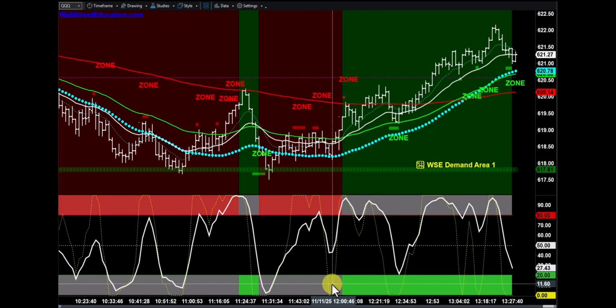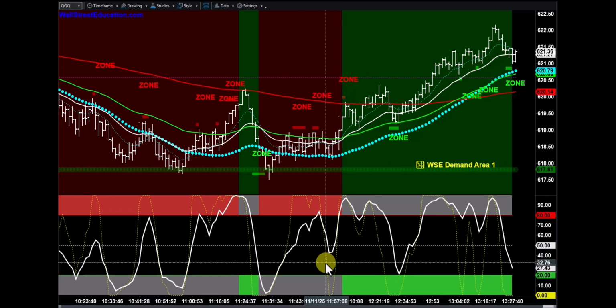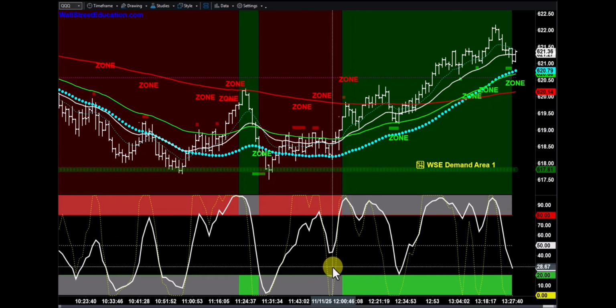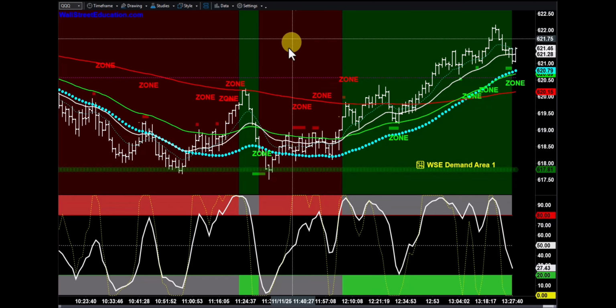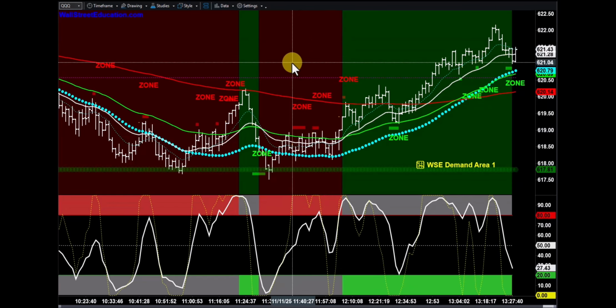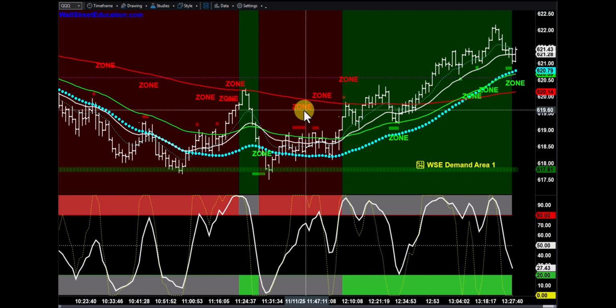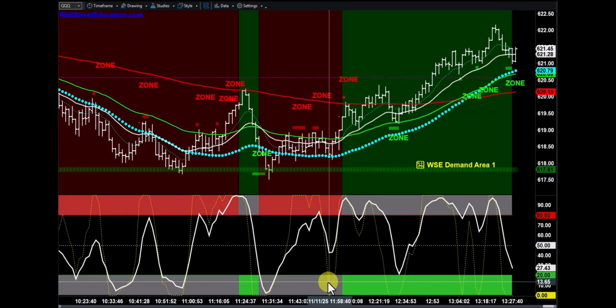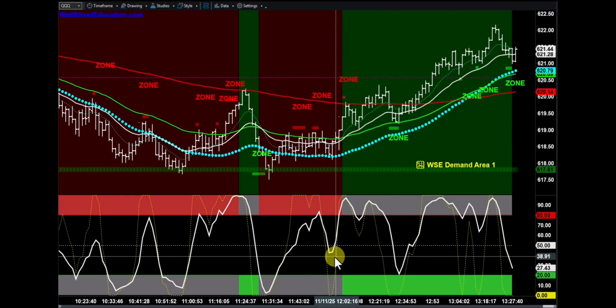Now you'll notice we had a SlingShot Gap right here to the upside, but this is not qualified. It's not qualified because it does not agree with the color of our background. The background is red, so our focus is only on short trades, but the SlingShot Gap is telling us the price is going up, so we do what? We sit on our hands. We sit on the sidelines.